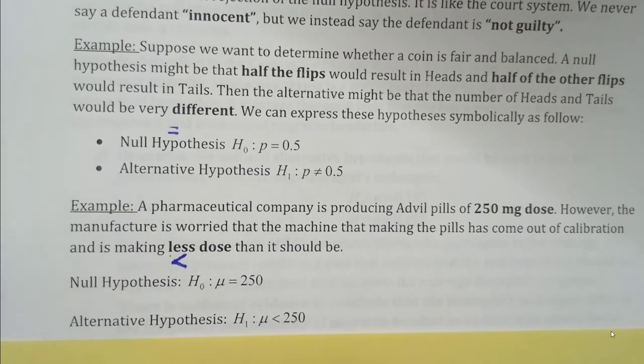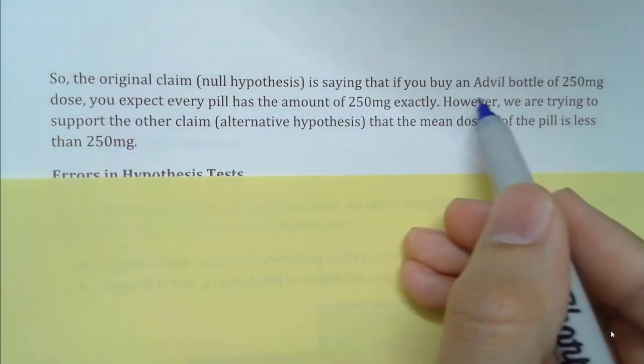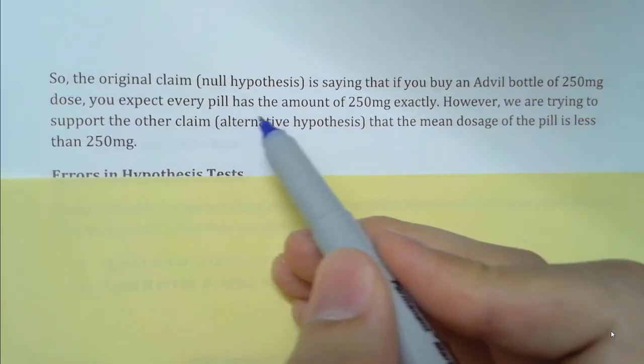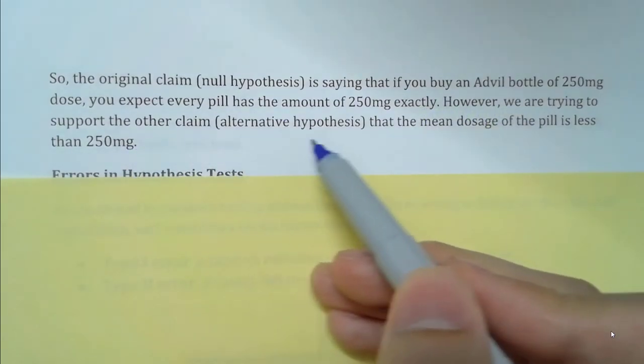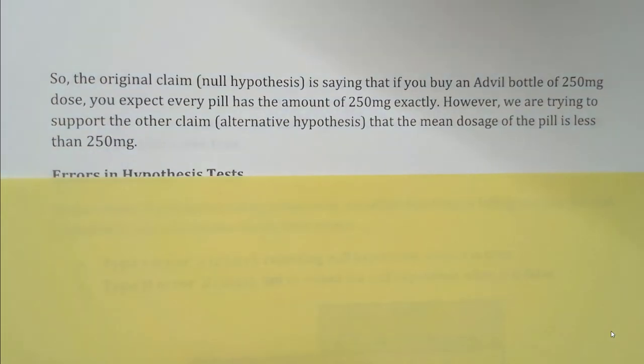So this is the claim. The claim is the alternative hypothesis, H1. The original claim, the null hypothesis, is saying that if you buy an Advil bottle with a 250 mg dose, you would expect every pill to have exactly 250 mg. However, we are trying to support the other claim, the alternative hypothesis, that the mean dosage of the pill is less than 250 mg.